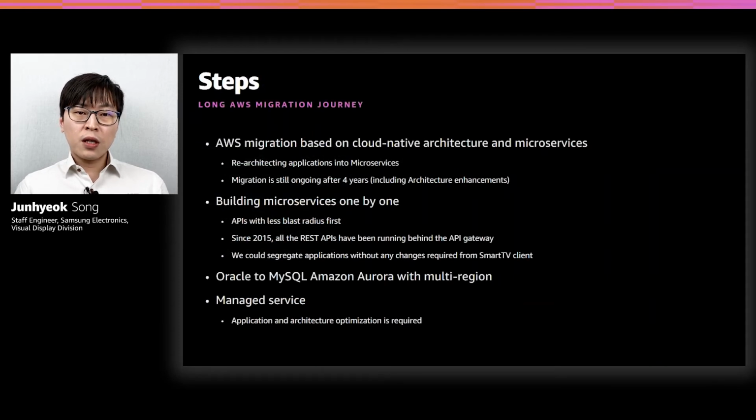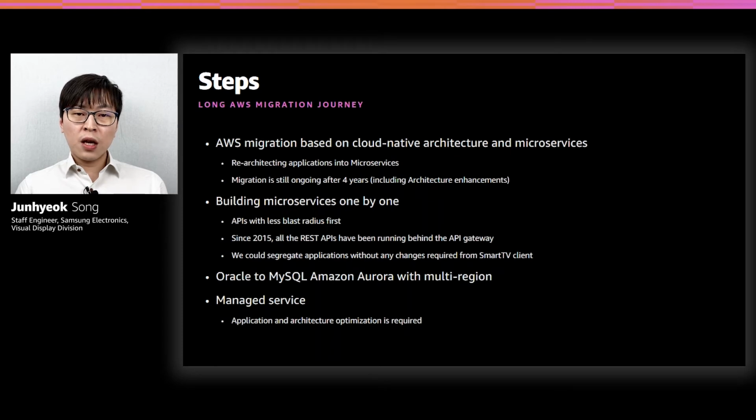Let's look more closely at AWS migration based on the cloud-native architecture and microservices adoption. This migration has been ongoing for 4 years with the architecture enhancement in every part of the way. We have built microservices one by one, working on services with less blast radius first. Since 2015, all the RESTful API applications have been running behind the API gateway. This allowed us to segregate applications with any changes required from Smart TV client side.